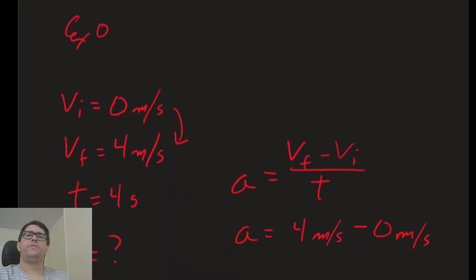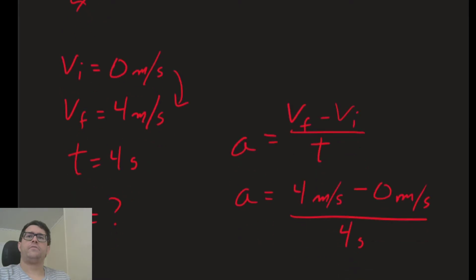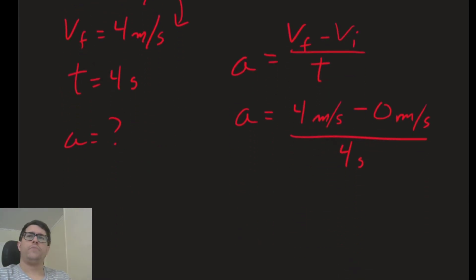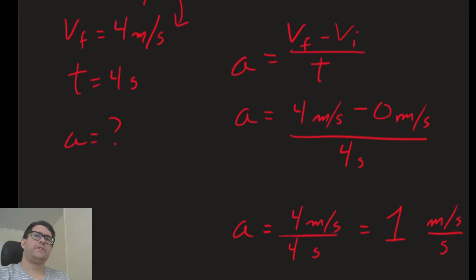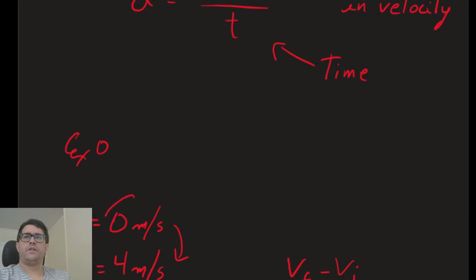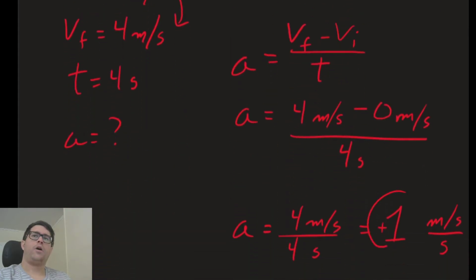Zero meters per second divided by 4 seconds. So minus 0 means nothing. So 4 meters per second divided by 4 seconds. The answer will be 1 meter per second per second. So basically it's a positive number, so that means it's positively accelerating. It's going from a small value of the initial speed, like 0, and going to a higher value of 4. And it can only do that if it has a positive value for its acceleration.